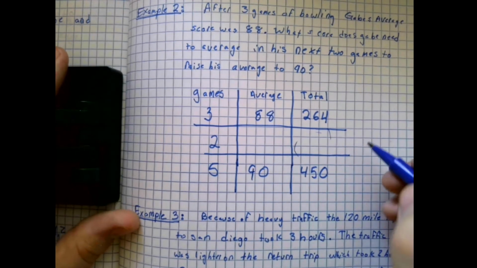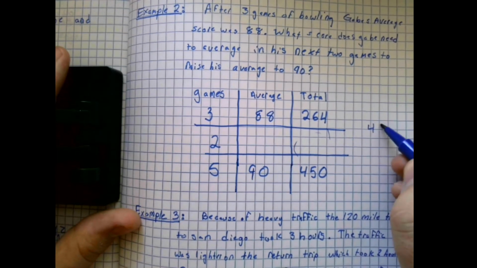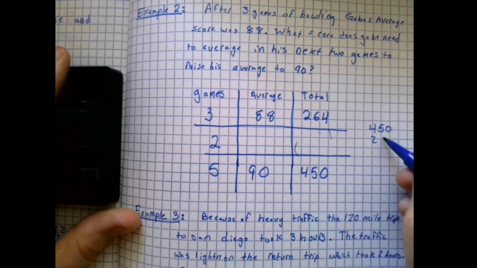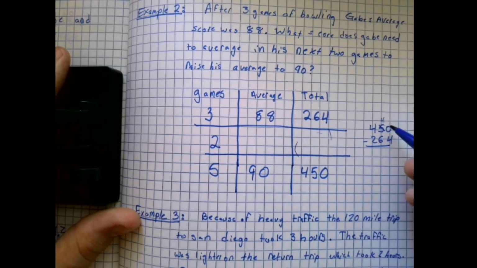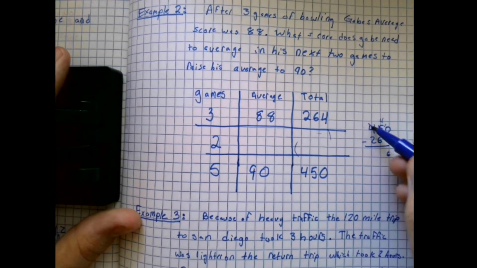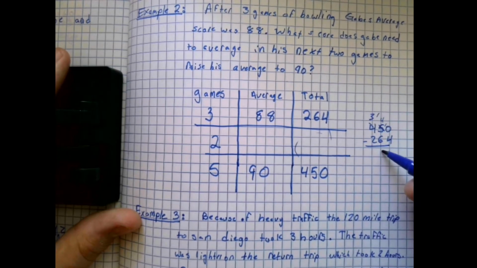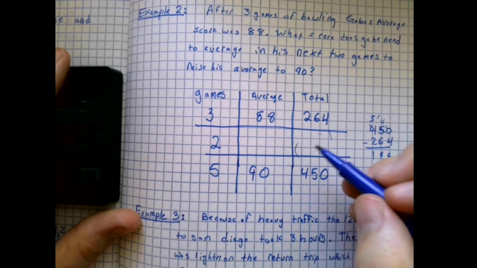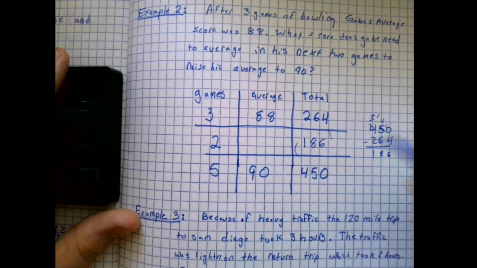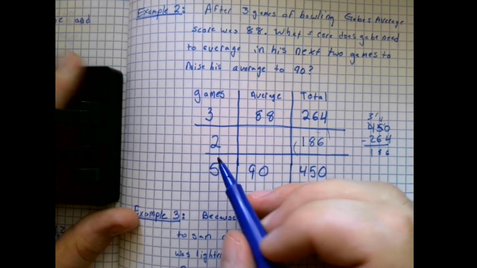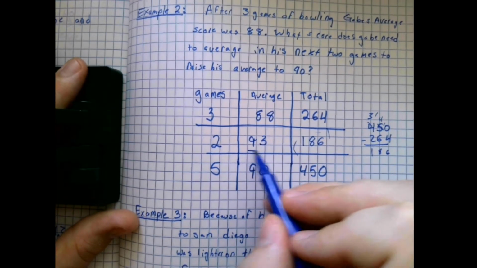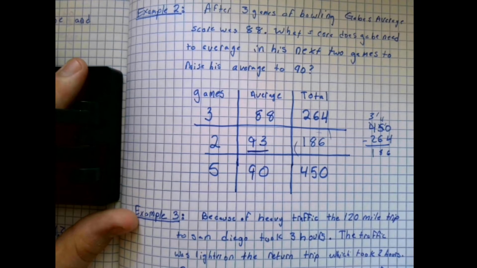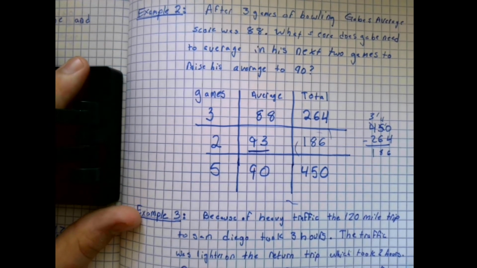If we subtract 264 from 450, we borrow here and here, which will give us 186, and then we would divide that by 2 to get 93, meaning he needs to get an average score of 93 on his next 2 rounds in order to have an average of 90 for the whole 5.